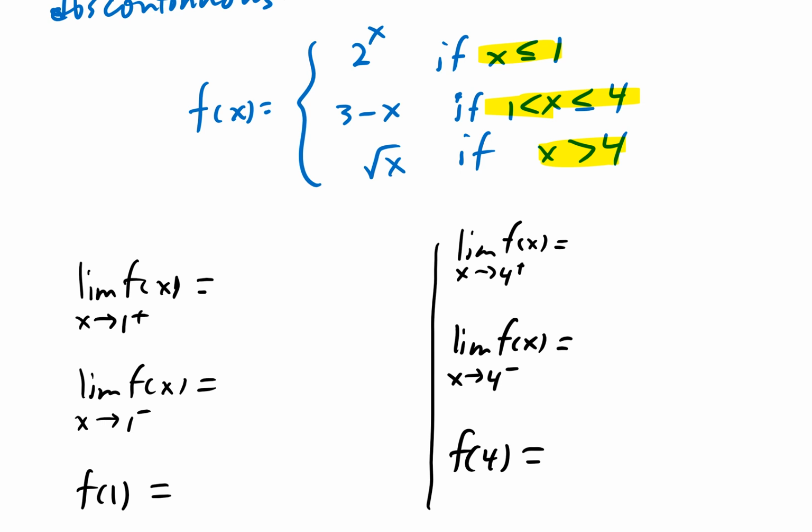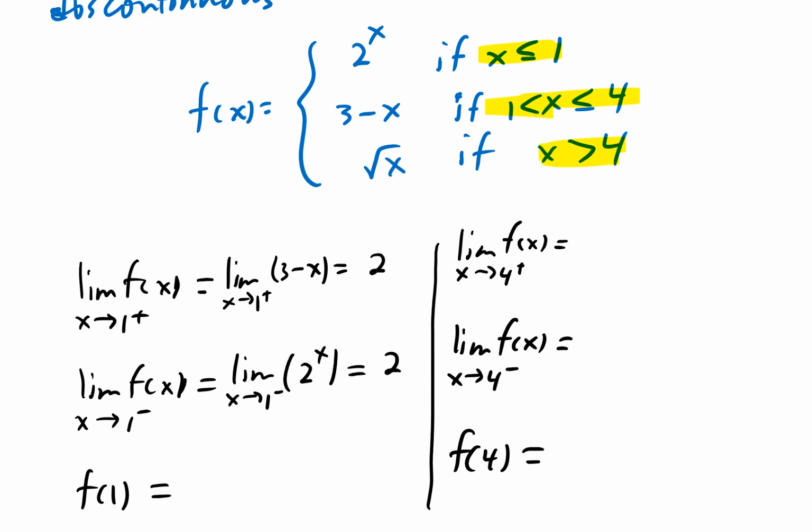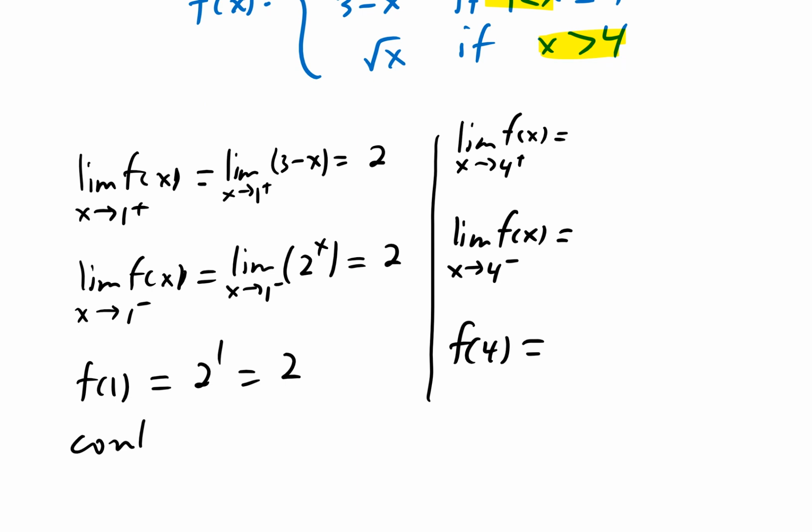So x plus, that's when x is bigger than 1, and this would be the middle function, and that gives us 3 minus 1, 2. A little bit less than 1 is the first function, which is 2 to the 1, 2, and f of 1, you replace in the first function, also 2. So it is continuous at 2.